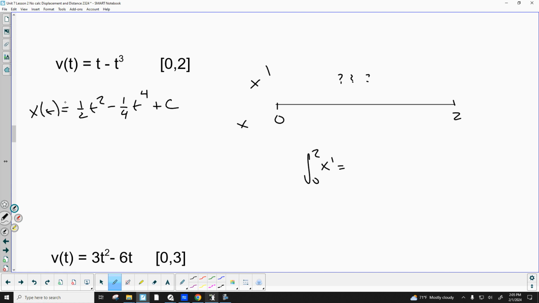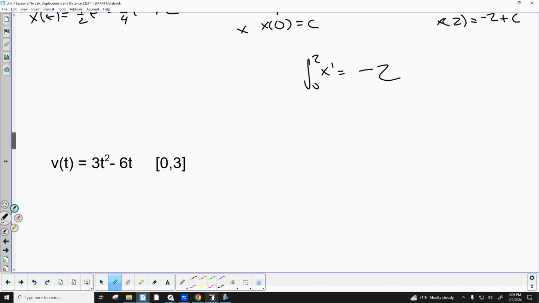I use the antiderivative. I plug in values. We get 4. We get 2. This is negative 2 plus C. We plug in 0. We get C. What happened? We ended 2 to the left of where we started. We just found the area under this equation from 0 to 2. Really, it's the accumulation. Okay, last one.